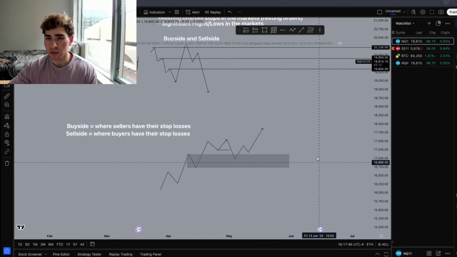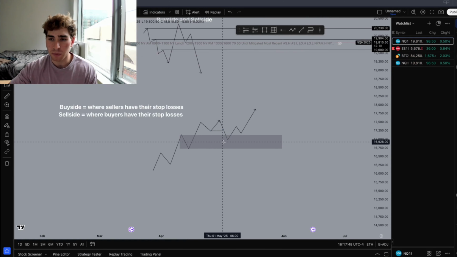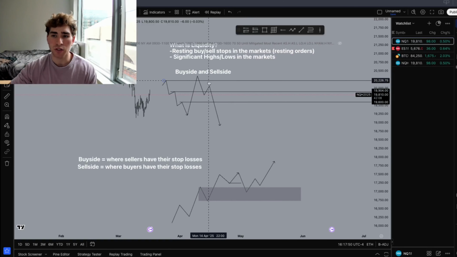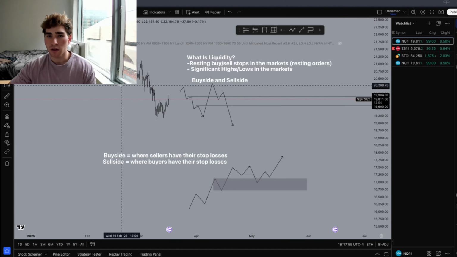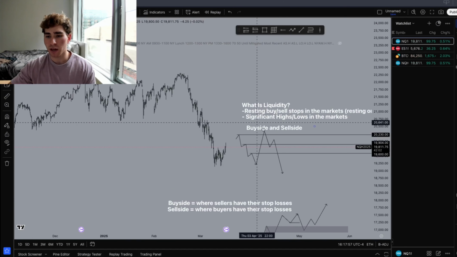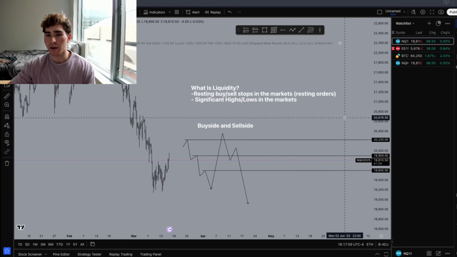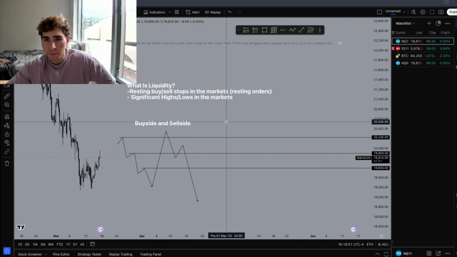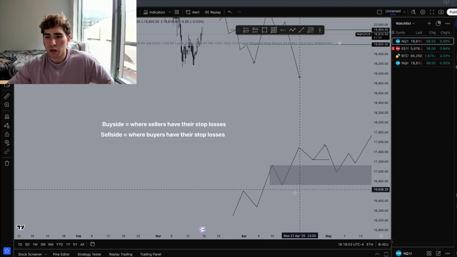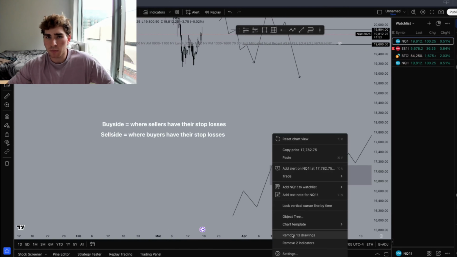So in an uptrend, you want to see price take out sell side before pushing higher. In a downtrend, you want to see price take out buy side before pushing lower, right? You can see an example right here in real life. Take a screenshot of all this stuff before I move on. Screenshot of that and screenshot of that, because I'm going to move on now.